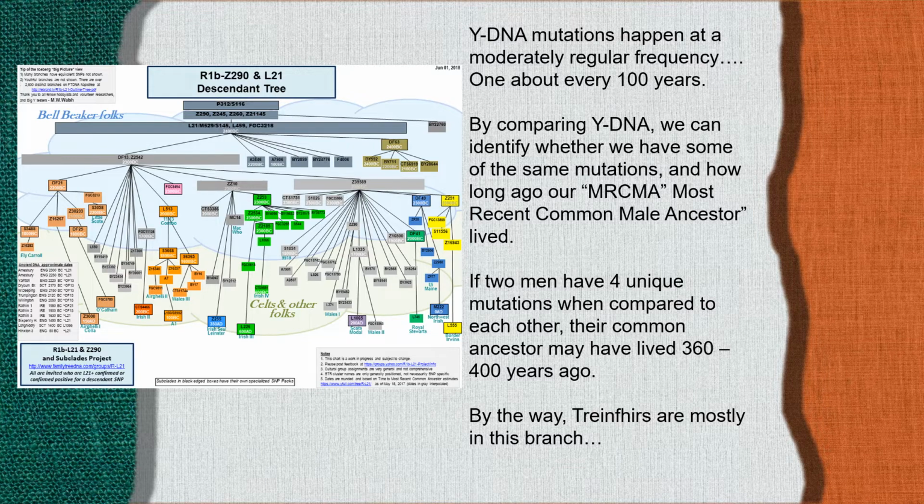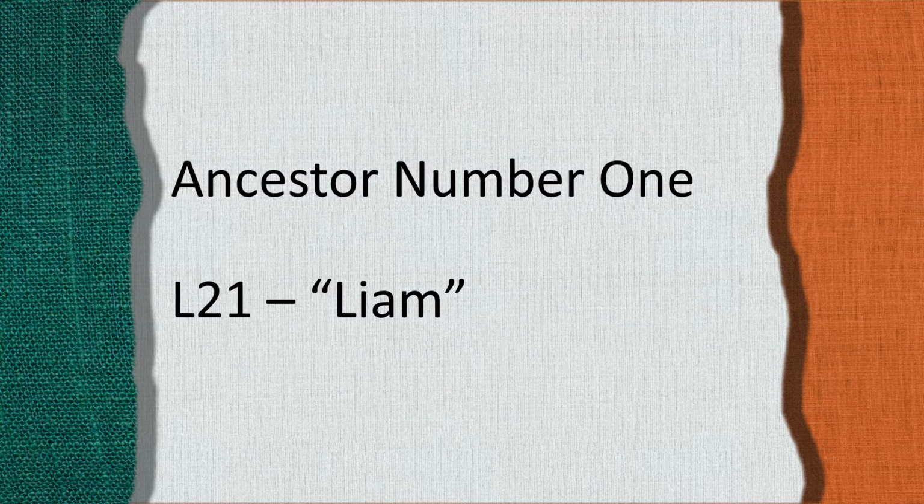For example, if 2 men have 4 unique mutations when they compare to each other, their common ancestor probably lived around 360 to 400 years ago. And by the way, on this chart, which is a chart of what's called the Bell Beaker people in L21, the trainers are mostly in this branch right here. Let's talk about our ancestors.